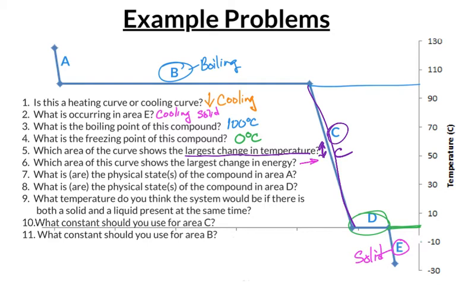Number 6, which area of the curve shows the largest change in energy? To answer that, we're going to look at which one has the largest change in the x direction. And we can see clearly that letter B has the largest change in the x direction, or the largest change in energy. This is actually fairly interesting because when you get a steam burn, what's really burning is that you're changing the steam, the gas form, into the liquid form, and that releases so much energy. That's what actually burns your skin.